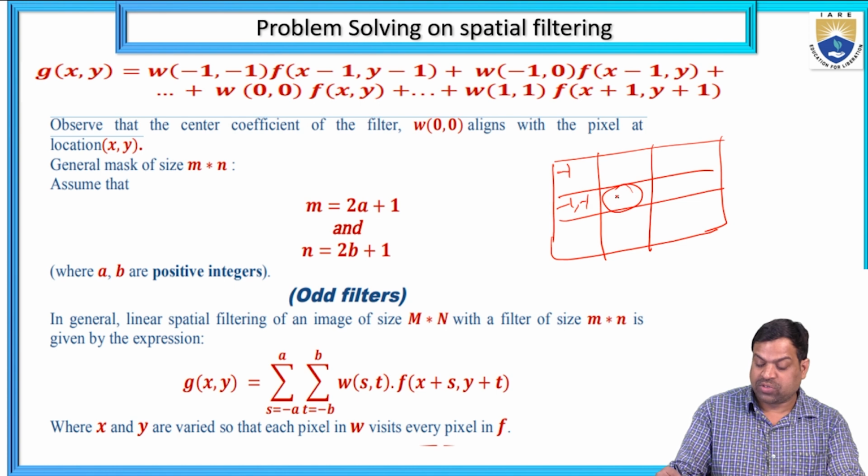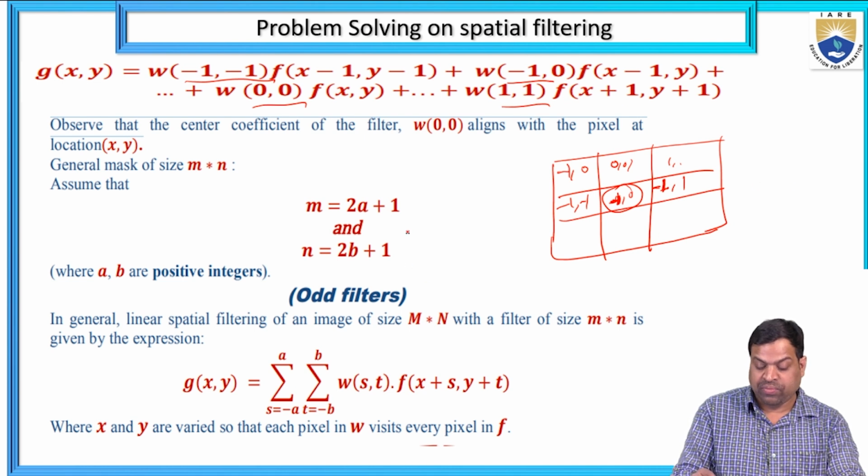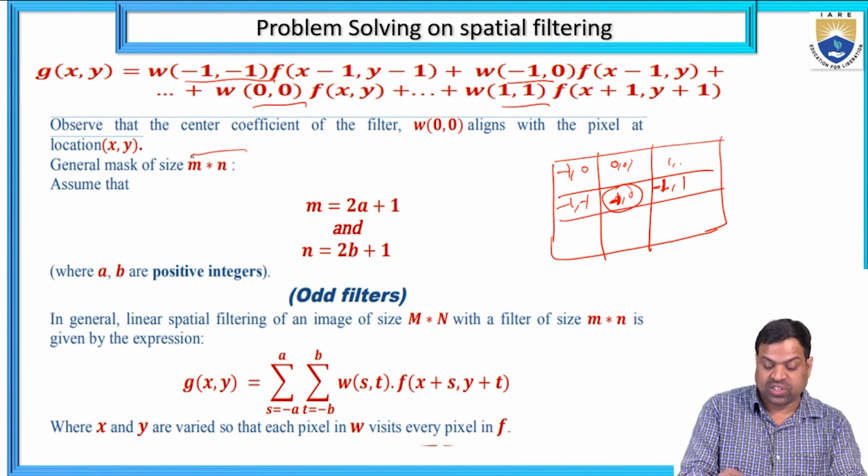The coordinates are minus 1 comma minus 1, 0 comma 0, minus 1 comma 0, 1 comma 0, minus 1 comma 1, and so on. This is the general mask, whose size is m into n, and the image size is x comma y.